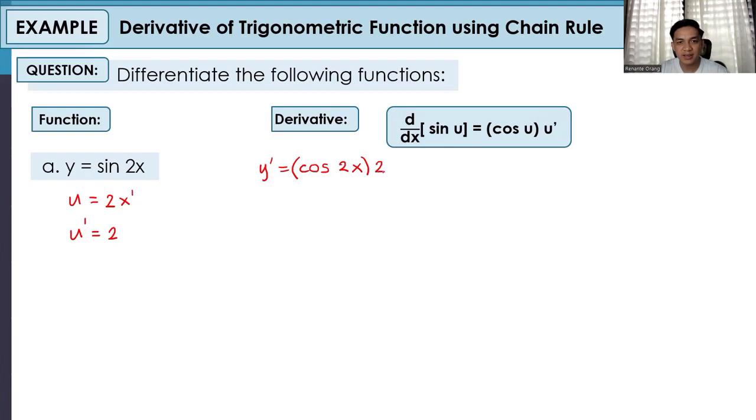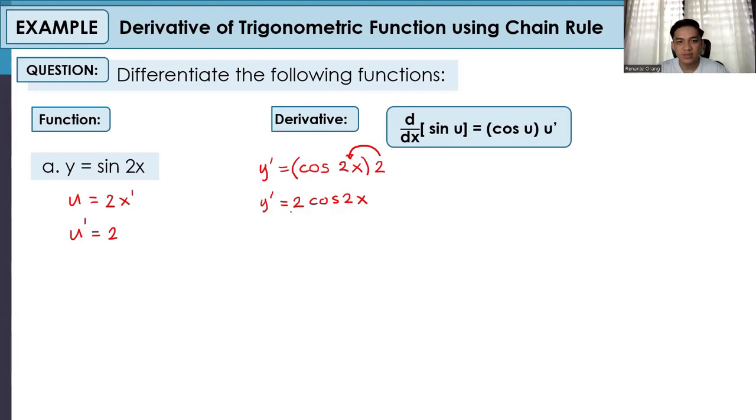So, copy-paste natin 2. So, tapos na tayo in differentiating. All we need to do here is to simplify. That is y prime is equivalent to, take note po, bawal po siyang i-multiply sa loob because this is a trigonometric function. So, ang gagawin lang po natin is ilalagay natin siya sa front. That is 2 cosine of 2x.